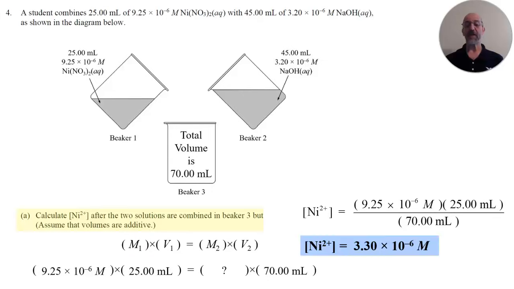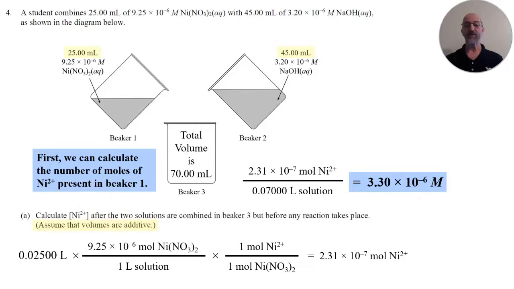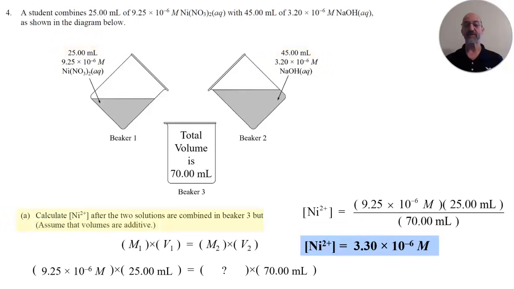And if you do that math, yes, you do get the same answer that I had mentioned earlier, which is concentration of the nickel 2+ ion in beaker 3 is 3.30 times 10 to the negative 6 moles per liter. So if you prefer, you could calculate the number of moles, divide by the total volume in liters, and you could also use the M times V equals M times V setup, and there is your answer to part A. 3.30 times 10 to the negative 6 moles per liter.